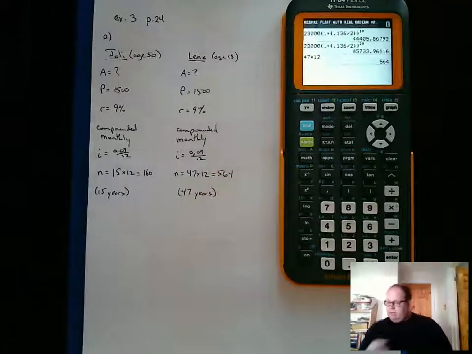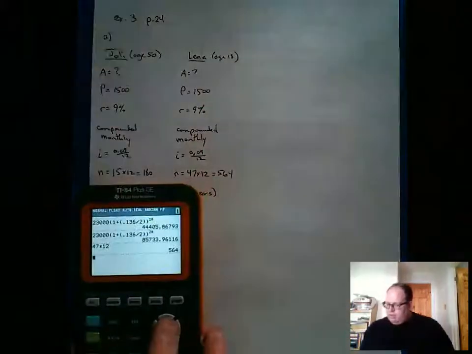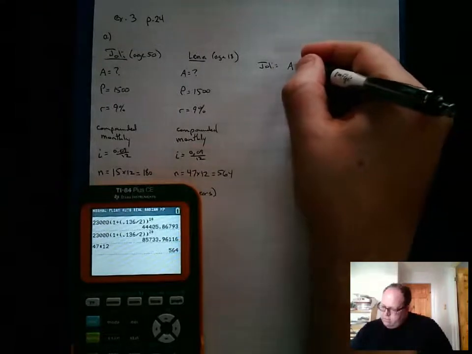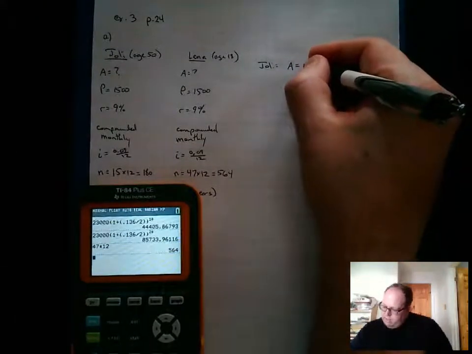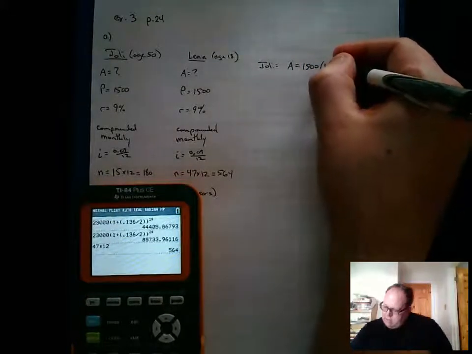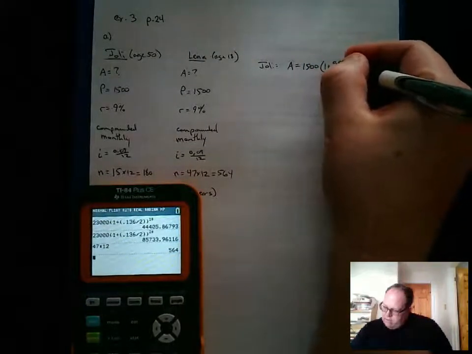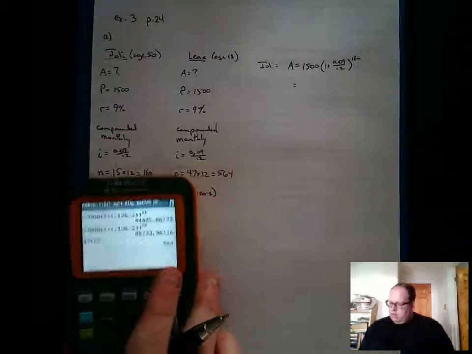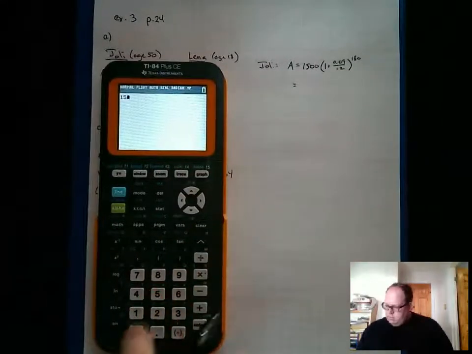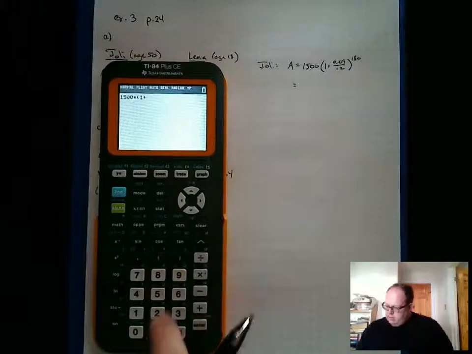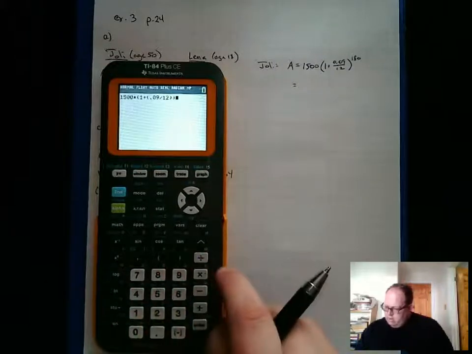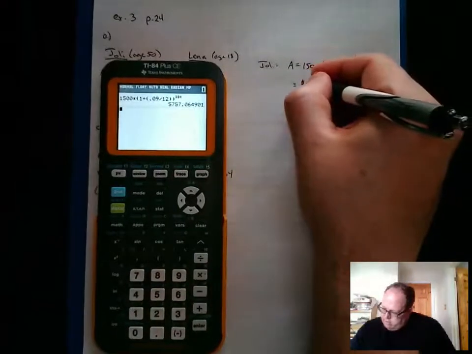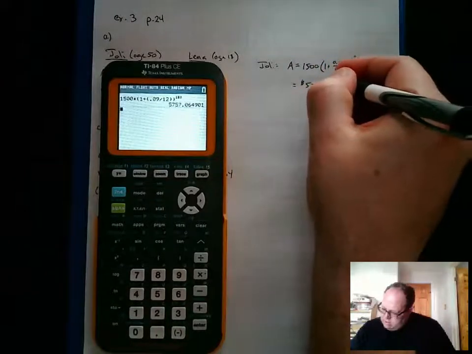Okay, so we've got a couple of compound interest statements to work out. So for Jolie, her future amount is going to be 1,500 times 1 plus 0.09 over 12, all raised to the power of 180. So that'll be worth $5,757.06.